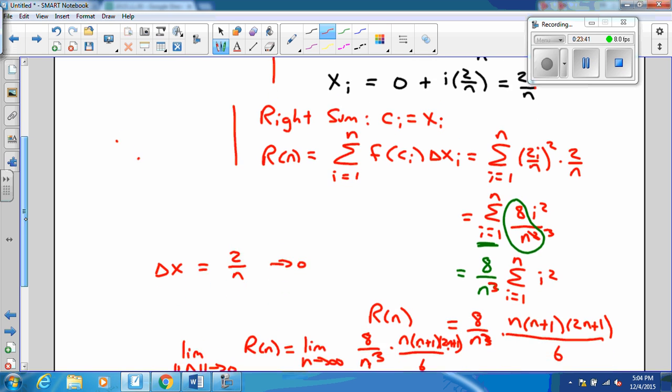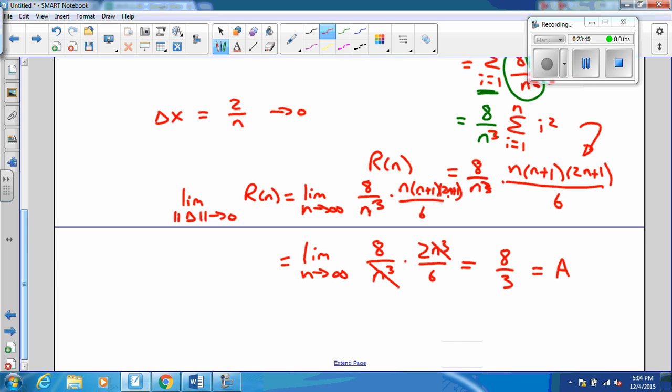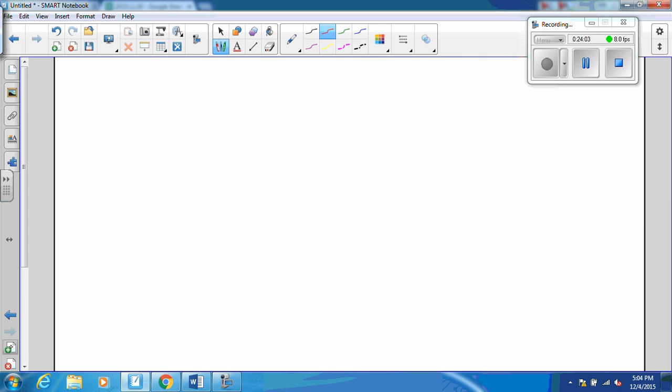So our plan was, just to review all of this, first we partitioned and constructed our Riemann sum. The right sum was the easiest choice here. Having constructed the Riemann sum, we used our summation formulas to get it into closed form. And having done that, we evaluated the area by letting n go to infinity, which guaranteed that our mesh size went to 0.